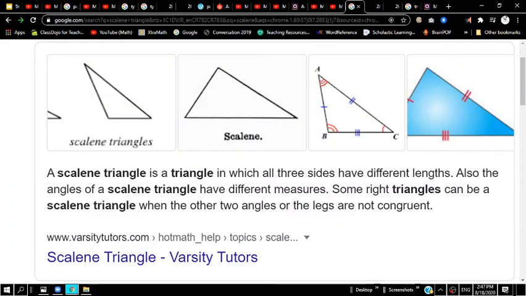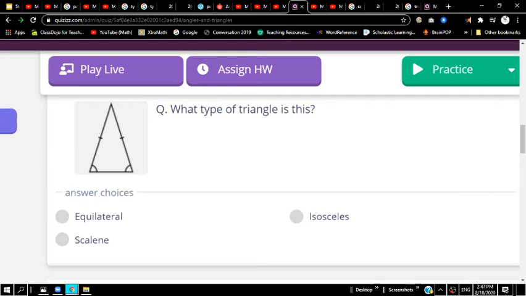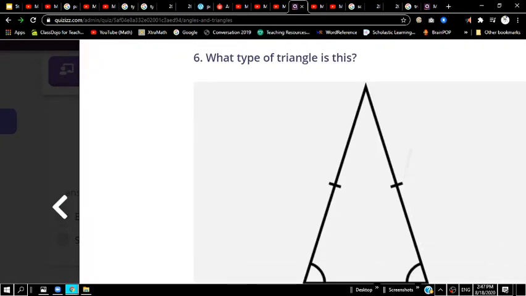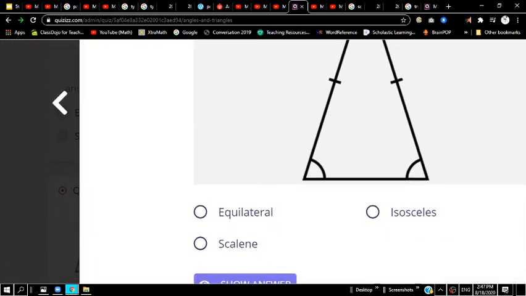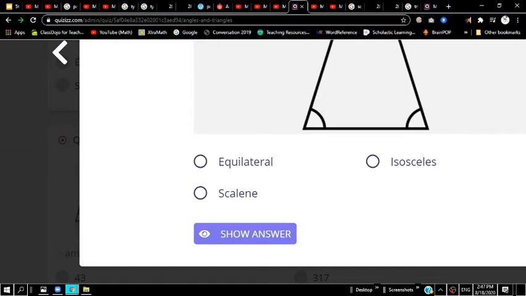It says a scalene triangle is a triangle in which all three sides have different lengths. So if we look at this, I can tell that with those lines on the side measurements, two of them are the same. So this cannot be a scalene triangle. It has to be an isosceles triangle. Okay? So this is an example of an isosceles triangle.